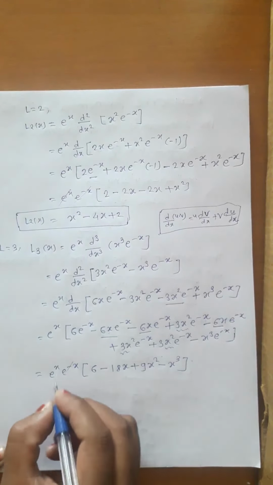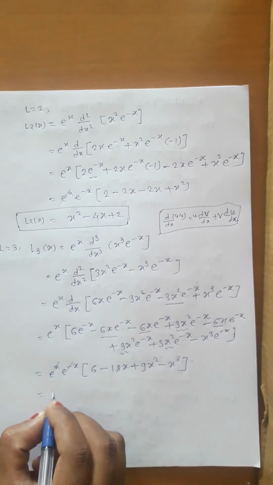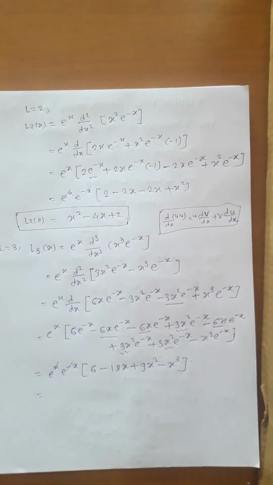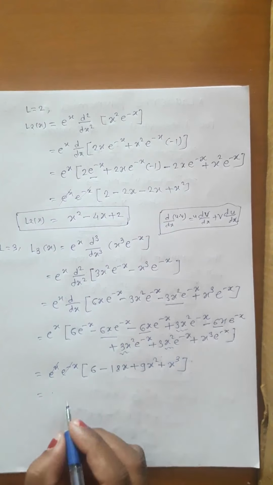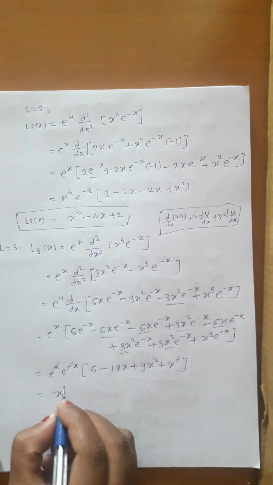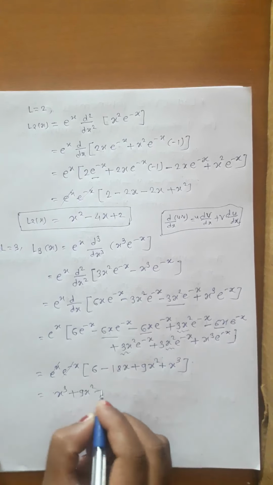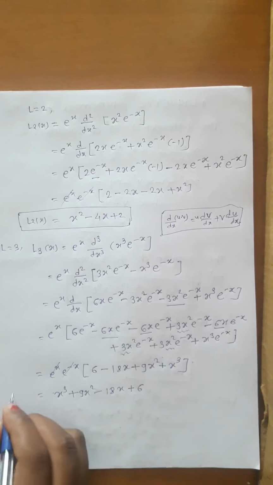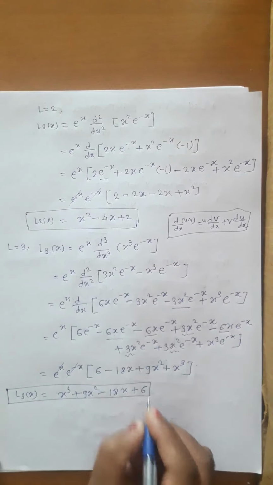Then this will be cancelled, and with the sign change the equation is x cube plus 9x square minus 18x plus 6. This is the equation for L3 of x.